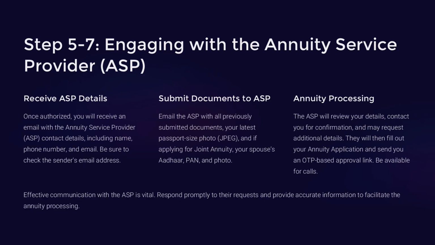7. The ASP will examine the submitted documents. They might give you a call to confirm the details and answer any questions. After validation, they will fill out your annuity application and send you a secure, OTP-based link for approval. Be available during this time for any additional clarification they may need.